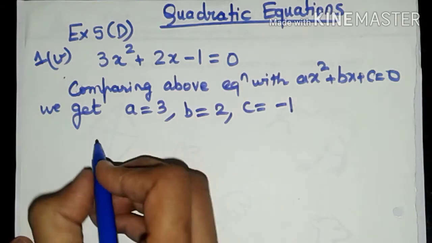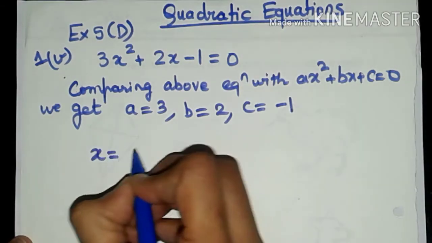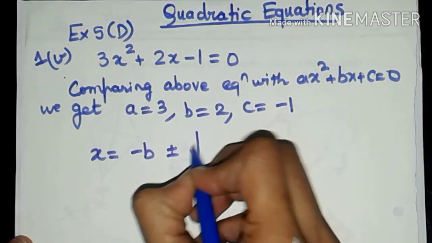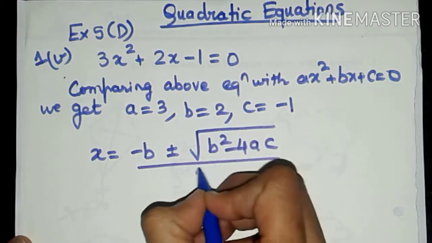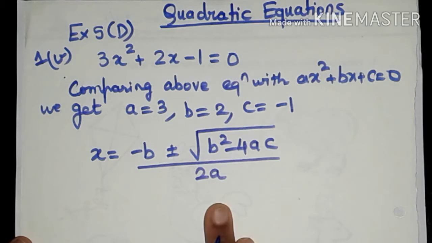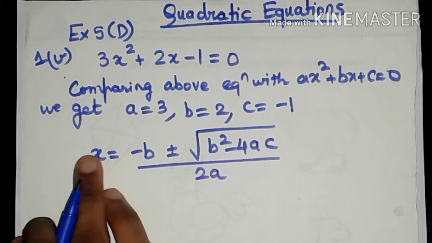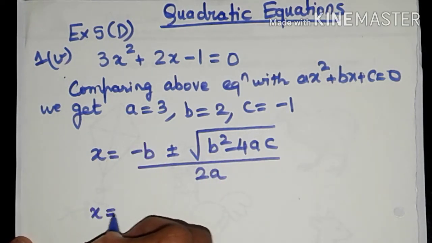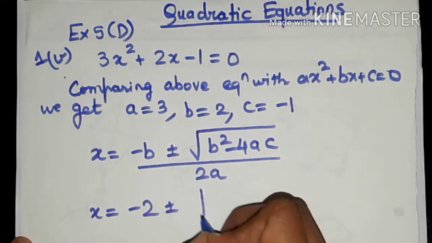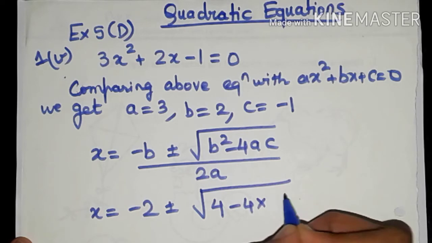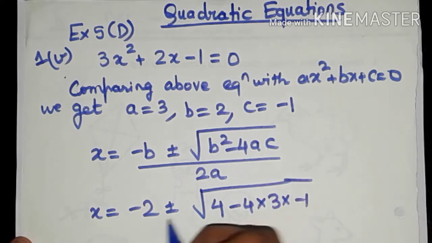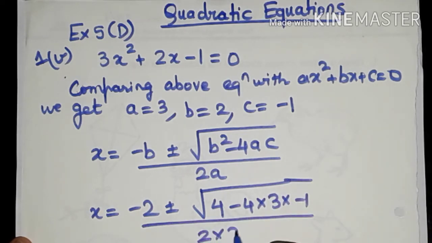Now, let us use the formula. x is minus b plus or minus square root of b square minus 4ac upon 2a, is it not? So let us substitute the values of a, b and c. Minus 2 plus or minus root of 4 into 3 into minus 1 upon 2 into 3.